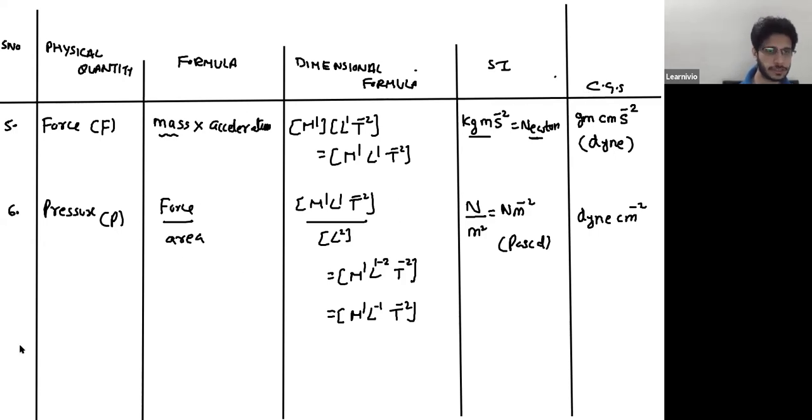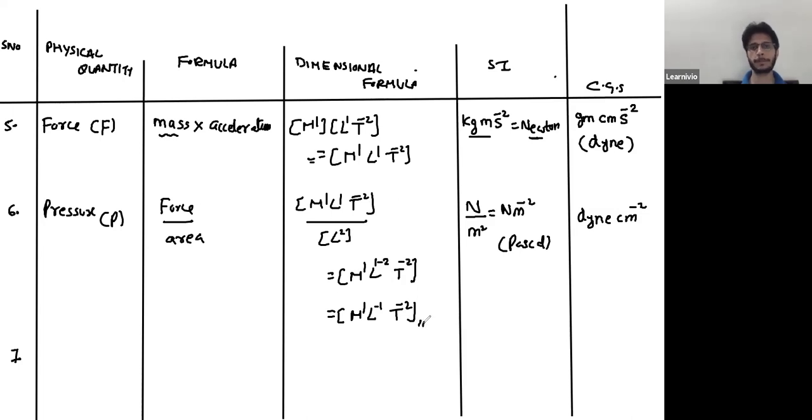After pressure, the next is. Sir, please repeat it. Okay. Pressure is the ratio of force and area. Force is M1 L1 T minus 2. I use the same dimension here, divided by area, which is L square. So when you divide force by area, then this is M1, L to the power 1 minus 2, then T to the power minus 2. So this is simply M1 L minus 1 T to the power minus 2. So that's pressure.